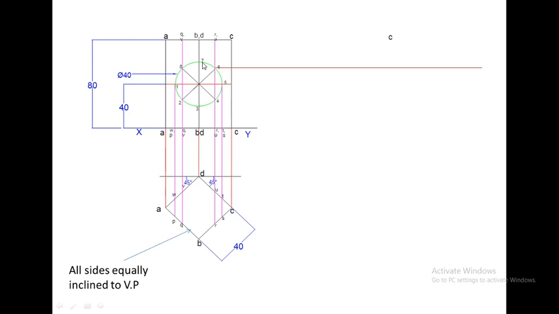We have also constructed the imaginary vertical edges. Now we will proceed towards the development of lateral surface. For developing the lateral surface, first we have to project the height of the prism in the side view. So we will project the height. So we have projected the height which is equal to 80 mm.